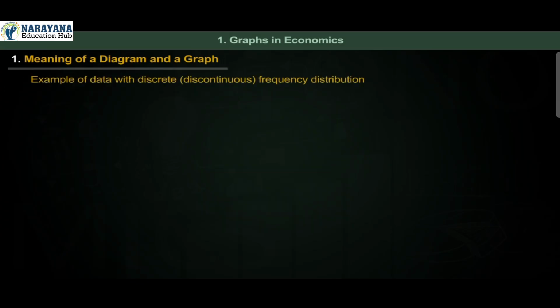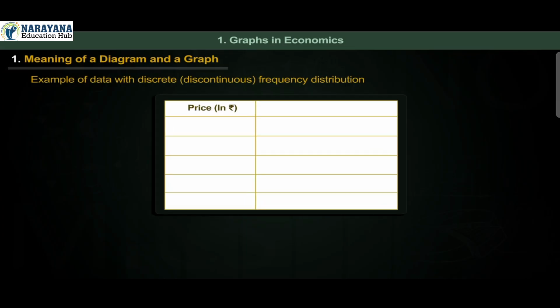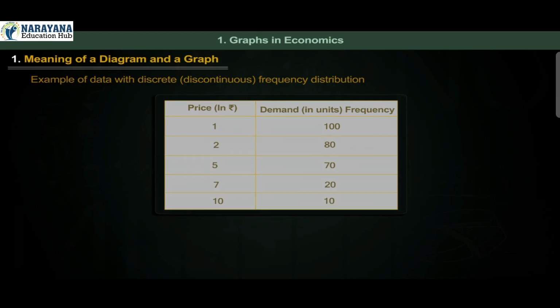Example of data with discrete, that is, discontinuous frequency distribution. Price in rupees 1. Demand in units frequency 100. Price in rupees 2. Demand in units frequency 80. Price in rupees 5. Demand in units frequency 70. Price in rupees 7. Demand in units frequency 20. Price in rupees 10. Demand in units frequency 10.